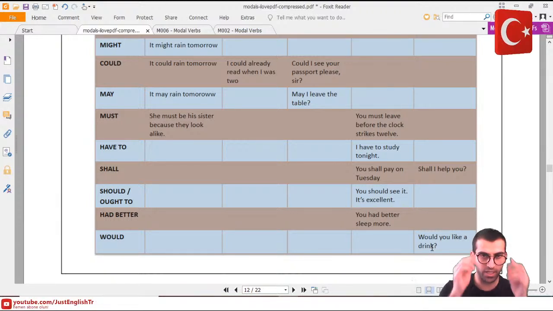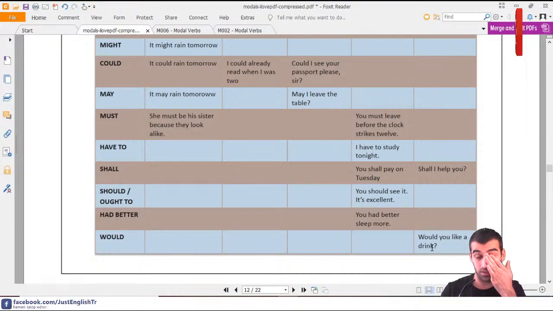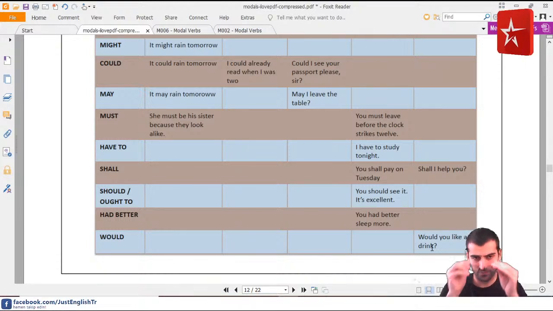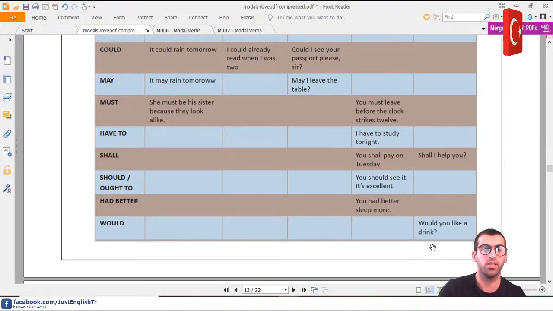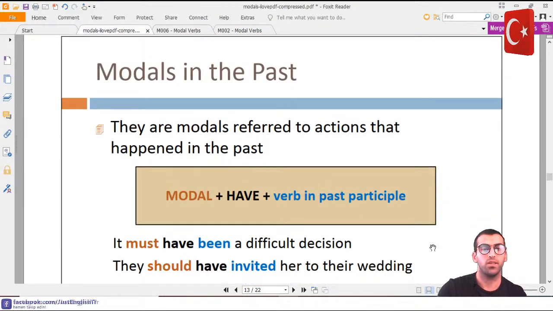Would you like a drink? My eyes are dry. That's why I had to take off my glasses. Okay, would you like a drink? Like in order to offer something to someone.